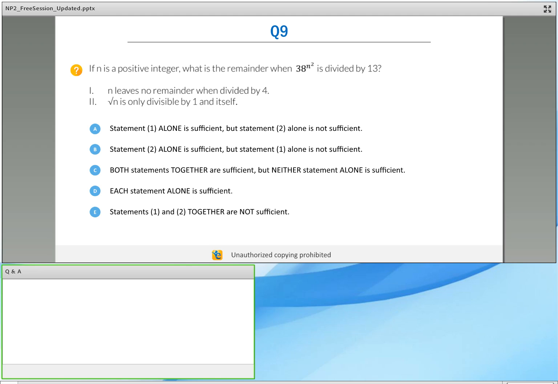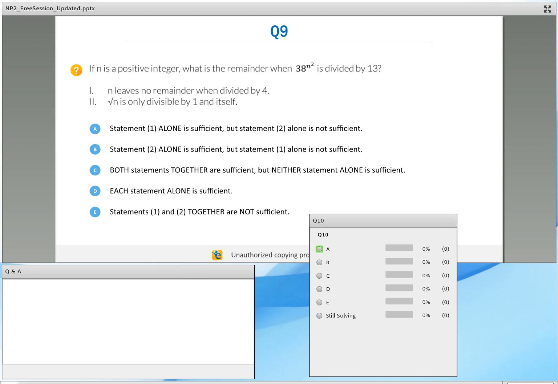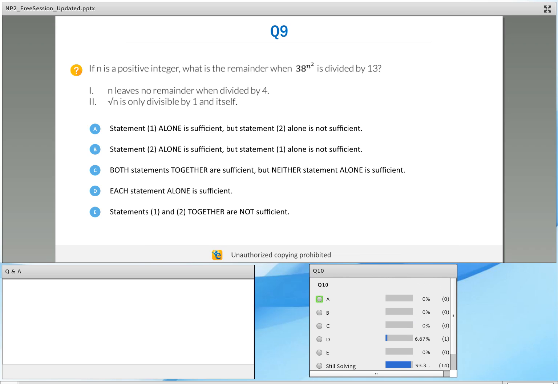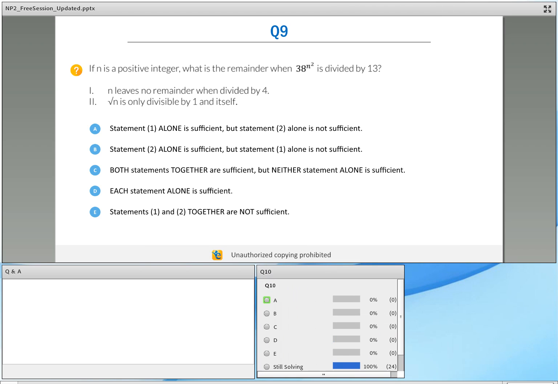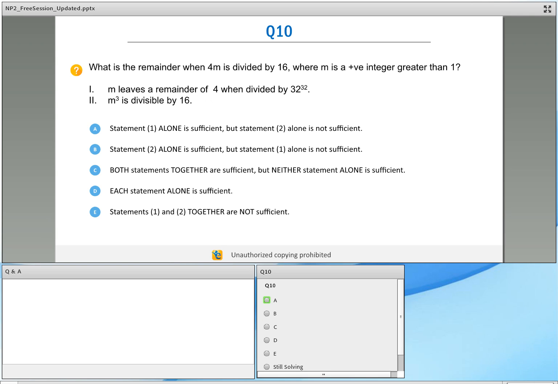Then we are now going to go on to question number 10. Again, still solving. Let's get there. So 24, good. 30. Let's get to 40 people to select still solving. 40. I'm going to remove broadcast results. You should be seeing the question.